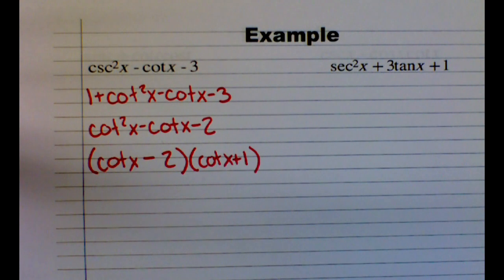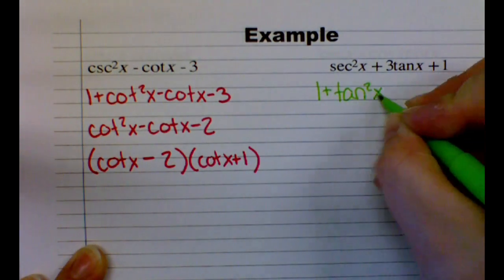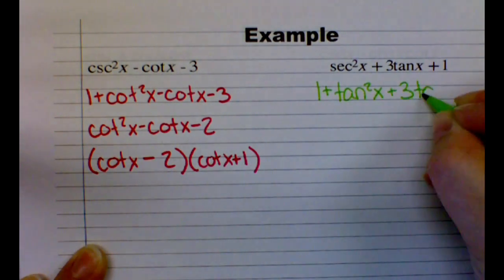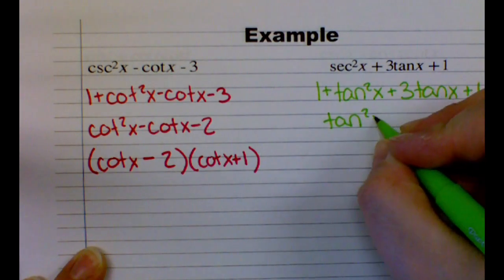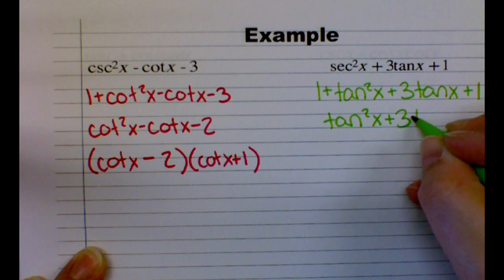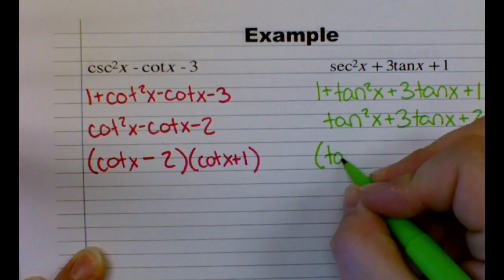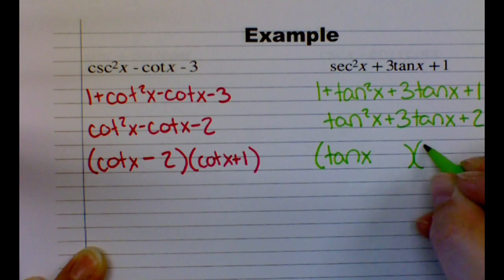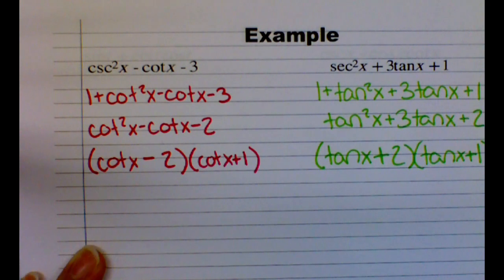Secant squared of x plus 3 tangent of x plus 1. Secant squared is 1 plus tangent squared of x, plus 3 tangent of x plus 1. Combine my like terms, I have tangent squared of x plus 3 tangent of x plus 2. First thing in each set of parentheses will be tangent of x. I need a 2 and a 1, both positives. There we go, fully factored.